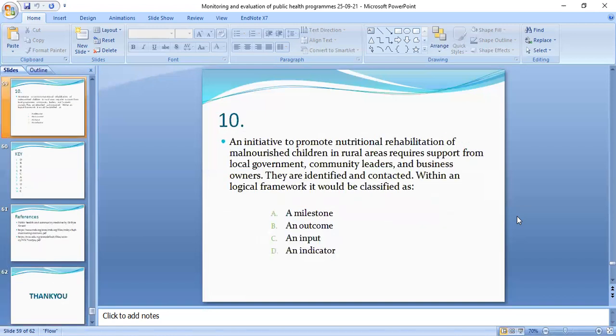An initiative to promote nutrition rehabilitation of malnourished children in rural areas requires support from the local government, community leaders, and business owners. They are identified and contacted. Within a logical framework, it would be classified as a milestone, outcome, input, or indicator? Input is the correct answer.